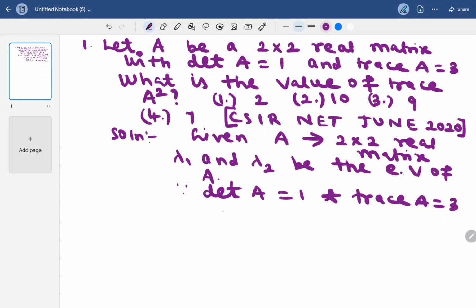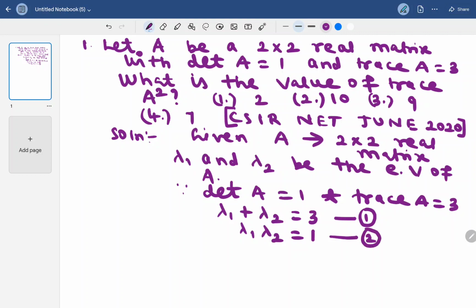Trace of A is 3 means lambda 1 plus lambda 2 equal to 3. Equation 1. Determinant of A is 1 means lambda 1 lambda 2 equal to 1. This is equation number 2. We have to find the value for lambda 1 and lambda 2.